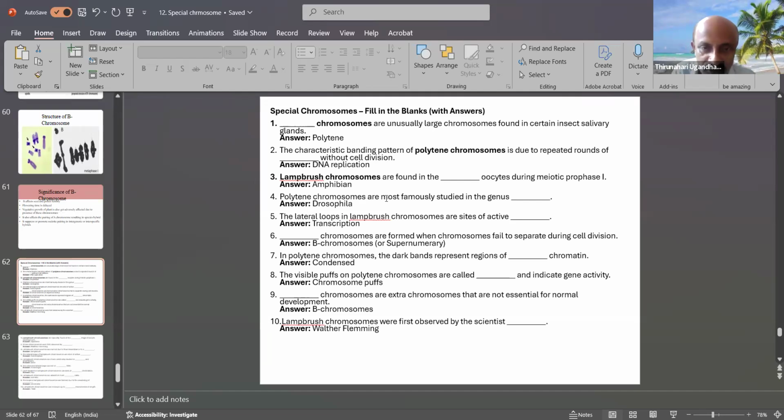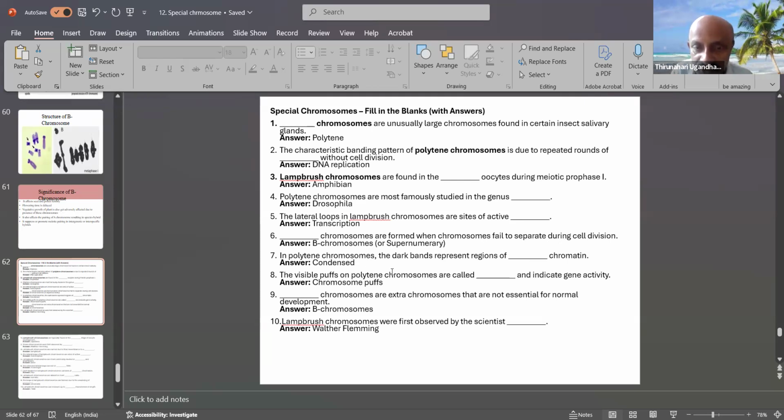Polytene chromosomes are most famously studied in the genus Drosophila. The lateral loops in lampbrush chromosomes are seen at the sites of active transcription. So the large loops in amphibian lampbrush chromosomes are sites of transcription. The chromosomes are formed when chromosomes fail to separate after repeated replication during cell division. Also, B chromosomes are supernumerary chromosomes.